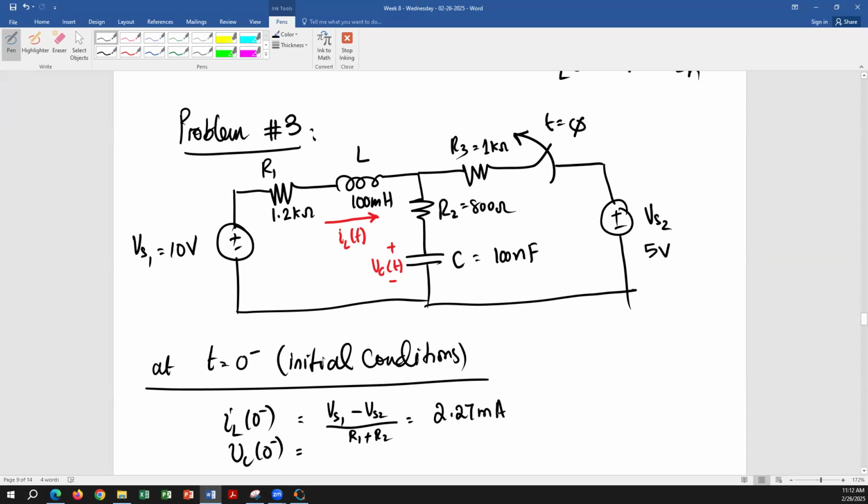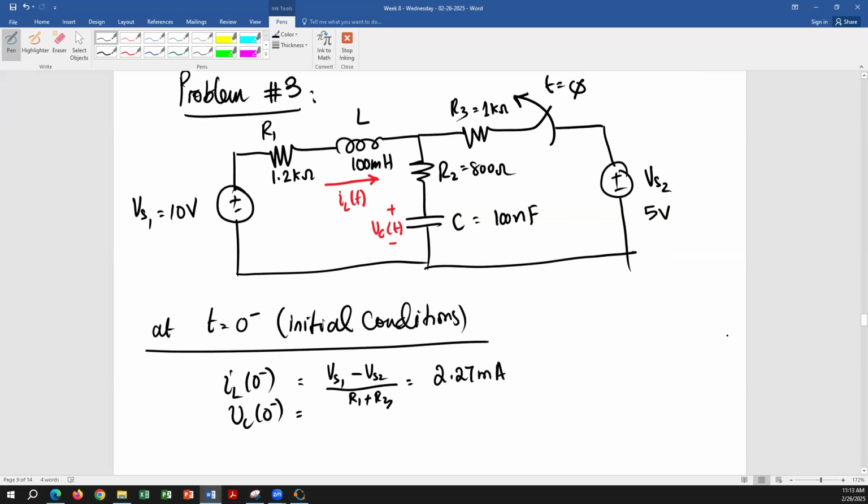R1 plus R3. R3 is 1 kilo, right? R2 is, oh, in the expression. Okay, sorry. R1 plus R3. Yeah, I did it correctly here, but in the expression I wrote it incorrectly. R1 plus R3. So 2.27 milliampere.